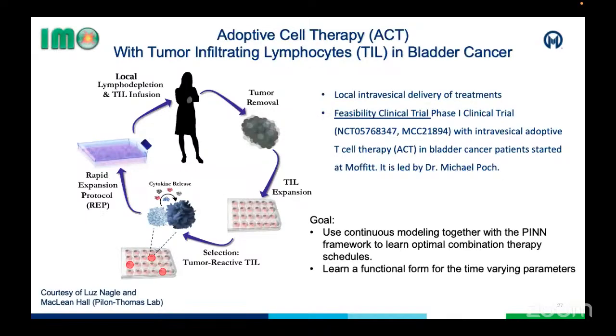Okay, I just want to mention that at Moffitt, there is a clinical trial of this, but they did not use gemcitabine. It was just the immunotherapy, but there is a second wave of clinical trial that will combine gemcitabine with immunotherapy.